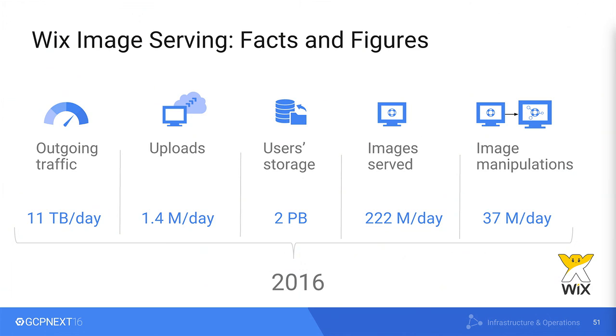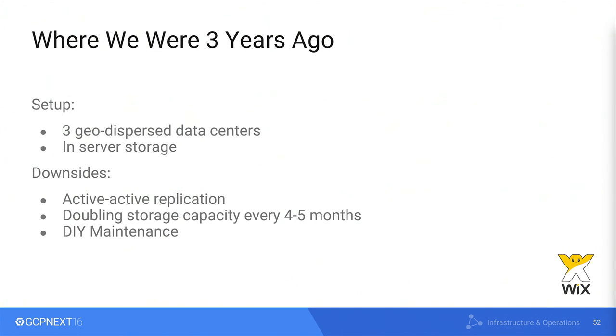So let's start with some history first. 3 years ago, we were running in 3 on-prem data centers. This means storing each image 3 times. And the machines that were doing the image manipulation were keeping the images in the local storage. The downsides are quite obvious. With the growth we have, we had to double our capacity each 4 or 5 months. Without stopping the service, moving the files, not a nice task to do. Don't do it, please. Don't.